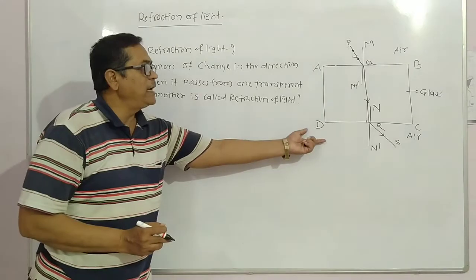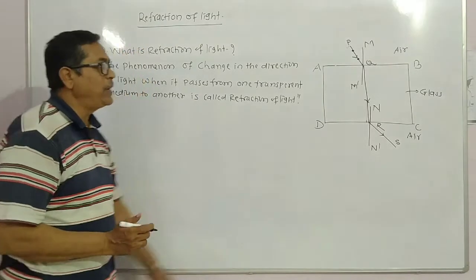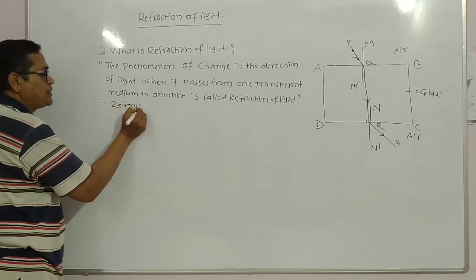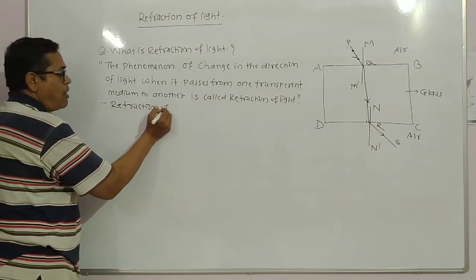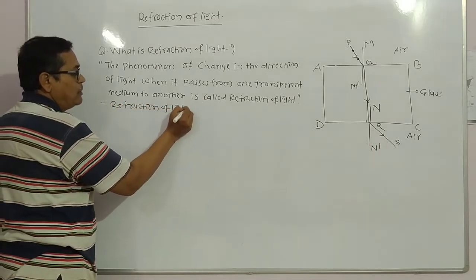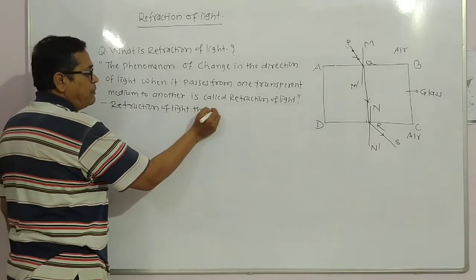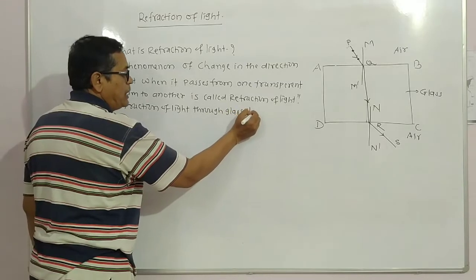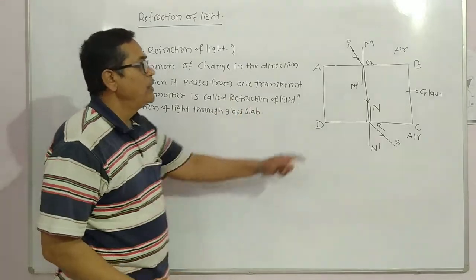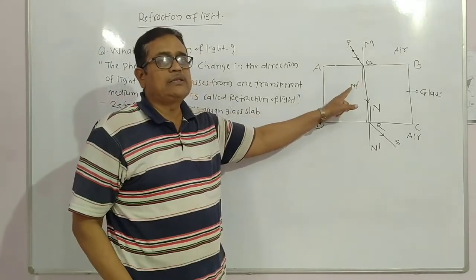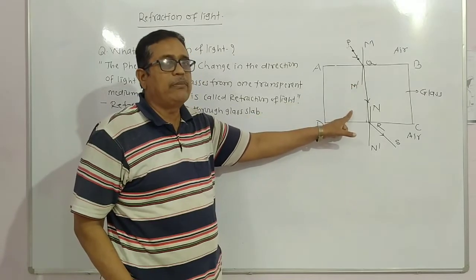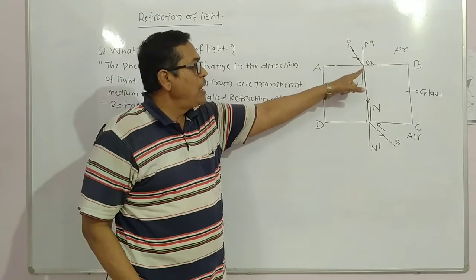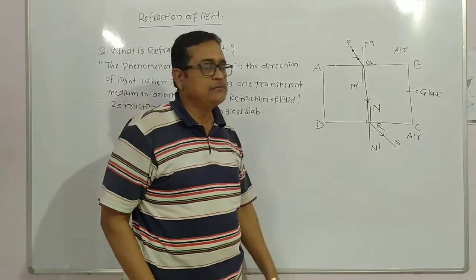And here we identify the light rays and refraction of light through the glass slab. Refraction of light through glass slab. Look here, we identify the light rays. You are given such a diagram in the question paper, and we identify the rays PQ, QR and RS.